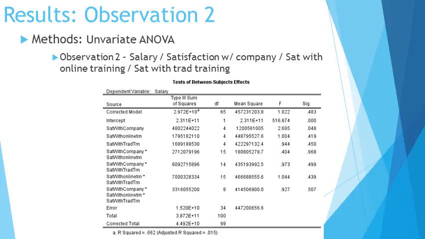Drawing back on previous slides, I remind you that gender appears to be the most statistically relevant variable when trying to predict salary.